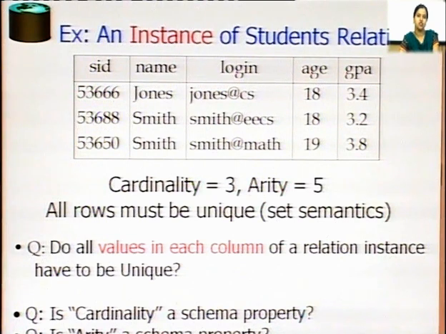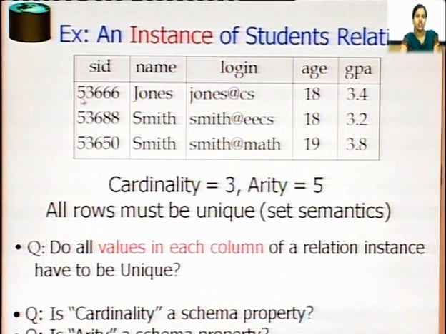Here is one instance of the student relationship. Here you can see student ID is a primary key because it uniquely identifies the rows of the table. This student ID is the primary key. And how many attributes are there? 1, 2, 3, 4 and 5: student ID, name, login, age and GPA. So, there are 5 attributes in the relation student.